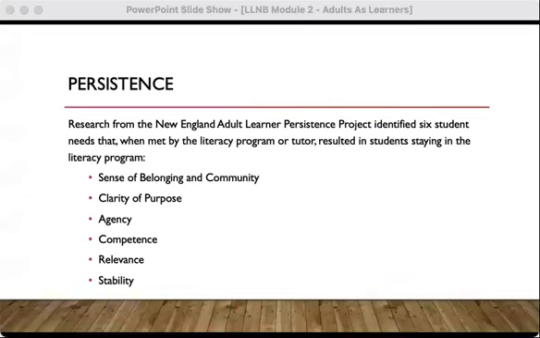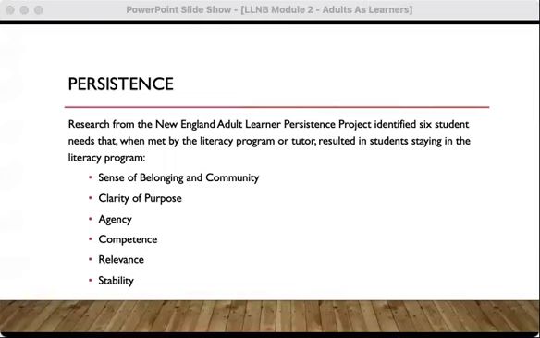Competence. Adults want to feel competent in important areas of their lives. This is related to the self-efficacy we just mentioned. When learners see that they can successfully accomplish specific tasks, they feel competent in their learning. When they feel competent, they are more likely to want to learn new things and continue with their learning.